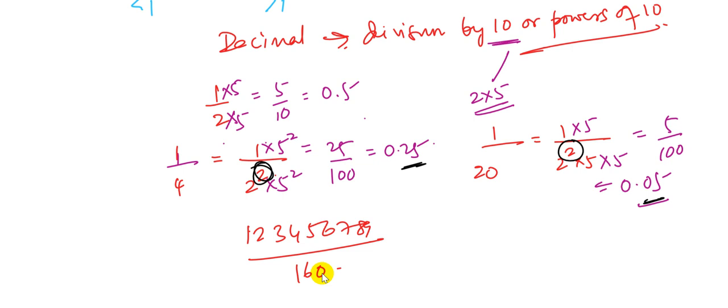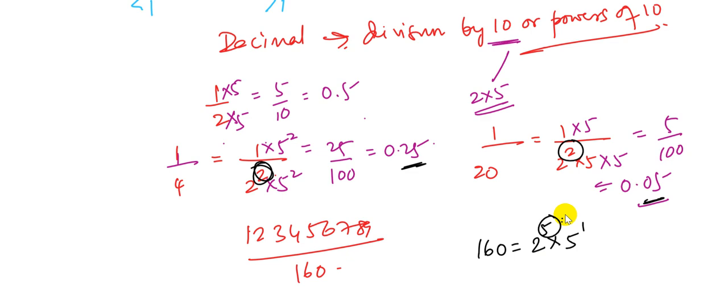So, in order to determine whether it is terminating or not, you have to factorize the denominator. 160 is 2 to the power what, into 5 to the power what? Sir, 2 to the power 5, 5 to the power 1, right. So that means it has only 2 and 5, so it will be a terminating decimal for sure, correct. And the number of digits after the decimal point will be 5. The answer will have 5 digits after the decimal point, because the power of 2 is 5 here.